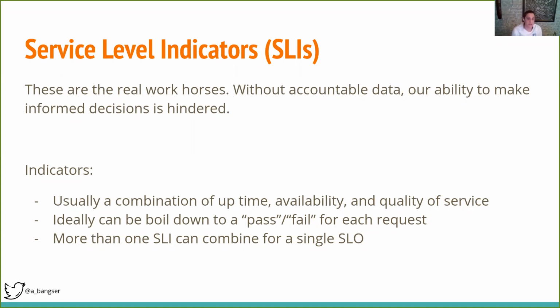But whatever combination of those things you pick, the ideal is to have this boil down to a yes, this was successful, no, this was not successful, on a per request basis, so that you can calculate percentages off of it. And keep in mind, you can have multiple indicators which combine together to say, is this an objective that we want to meet? So you might have an indicator around uptime separately than an indicator around availability, but combined, those make an objective. So that's okay.